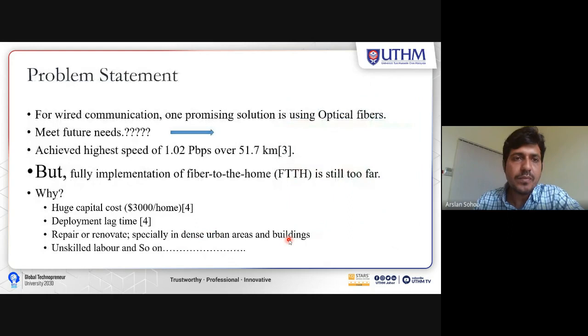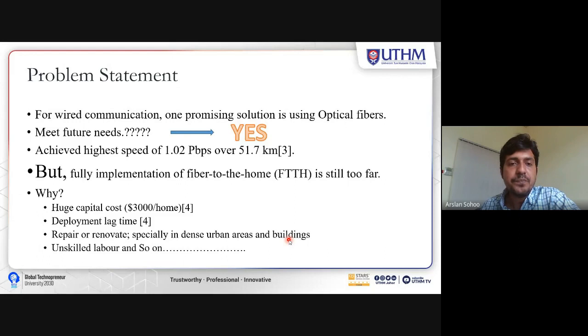For wired communication, we have one promising solution, that is optical fibers. Optical fibers meet future needs, because the highest speed achieved by optical fiber is 1.02 petabits per second over 51.7 kilometers. It is a huge speed over a very long distance.